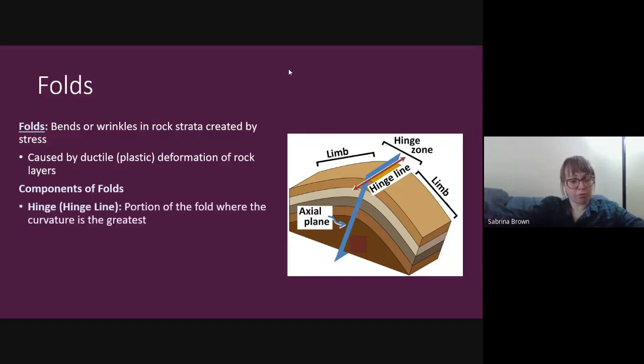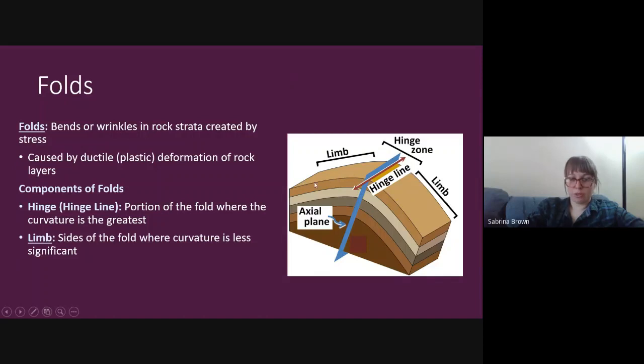As we classify folds, we have a number of different components. So in our fold, we have a hinge or a hinge line. Just like a hinge of a door, the hinge is the portion of the fold where the curvature is greatest, right? So we have a fold here, and where that curve is greatest through the middle is what we call the hinge line. And then on either side of our hinge line, we have a limb, right? So here's one of our limbs. Here's our door, right? Here's the other limb. Here's the wall that the door's connected to.